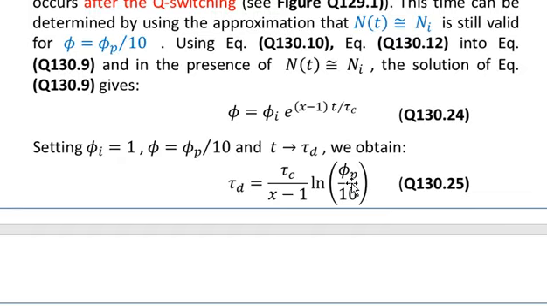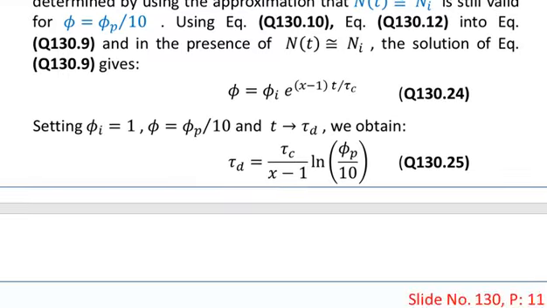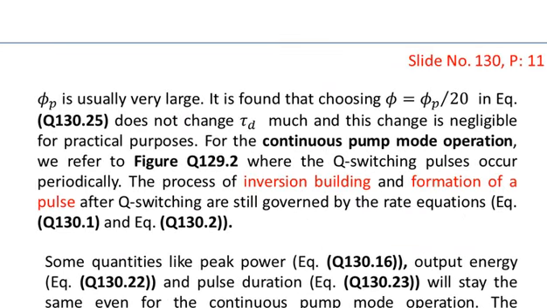It has been noticed that even if you replace this 10 in the denominator of phi p by 20, even then the value of tau d is not changed significantly. So phi equal to phi p divided by 10 can also be used as far as the practical situation is concerned. So phi p is usually very large. It is found that choosing phi equal to phi p divided by 20 in equation number 25 does not change tau d much. And this change is negligible for practical purposes.